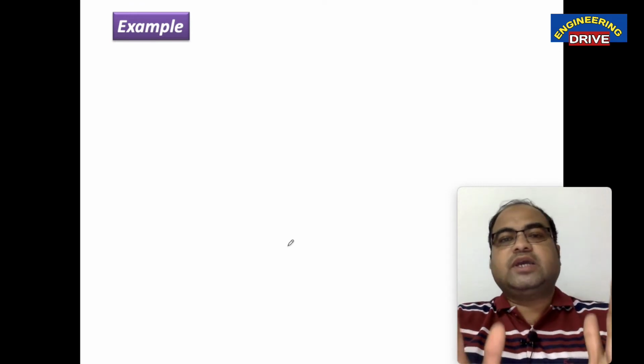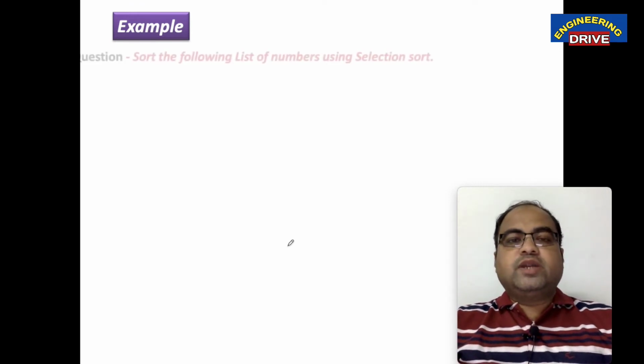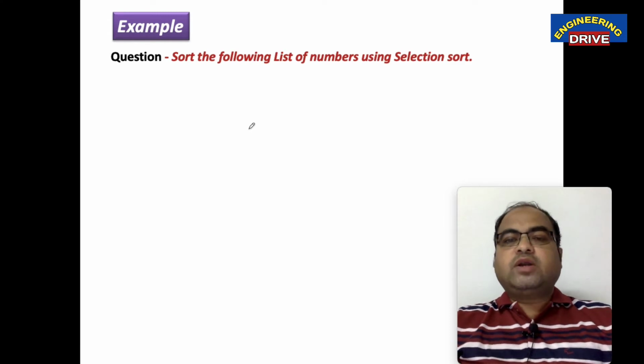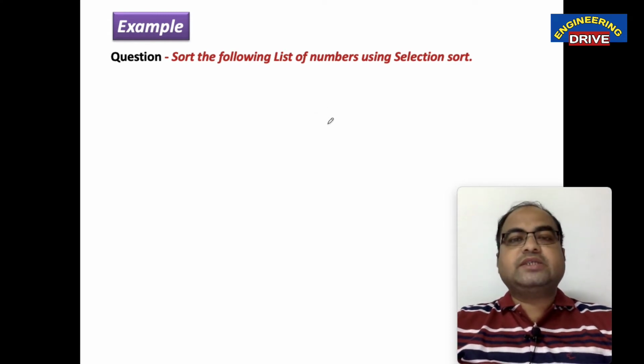Let me tell you one example now. With this example, you can 100% understand the theory which I have explained. So dear students, let me take one example. Sort the following list of numbers using selection sort.